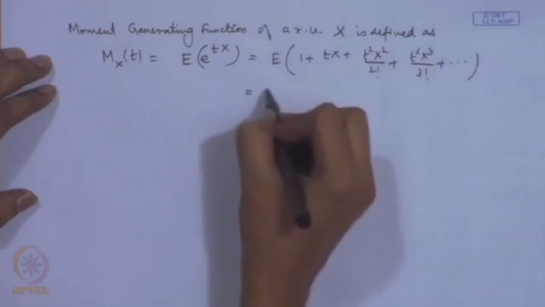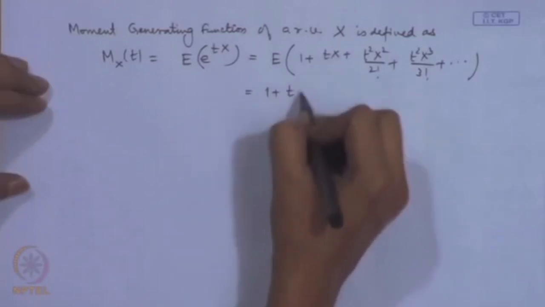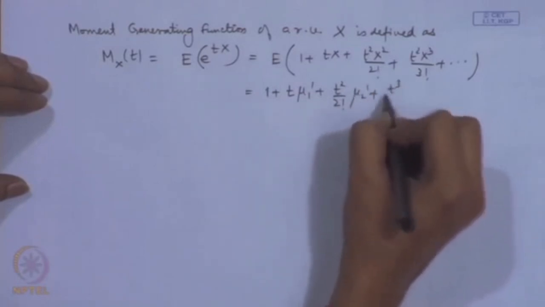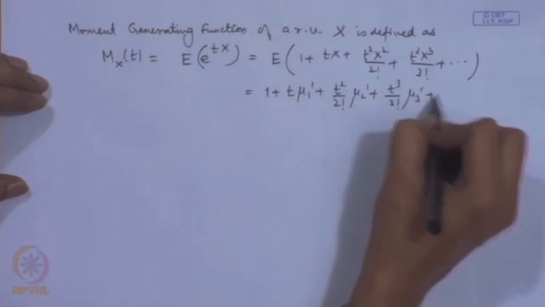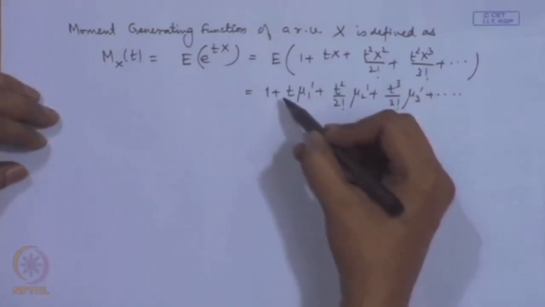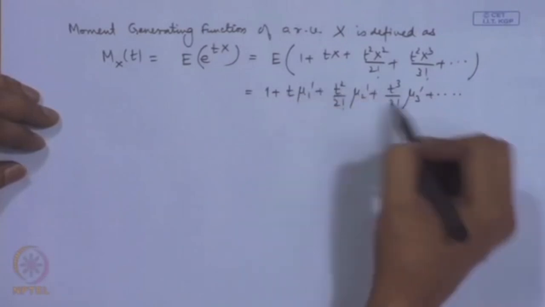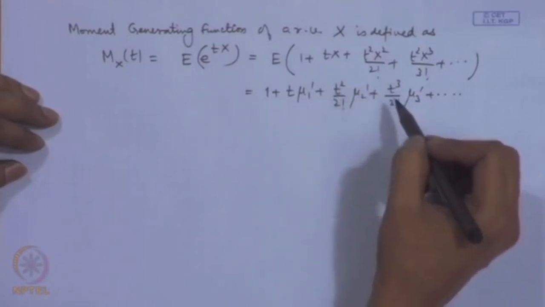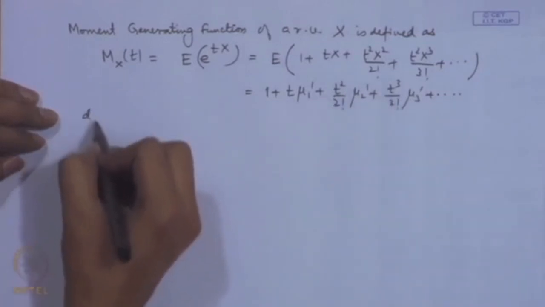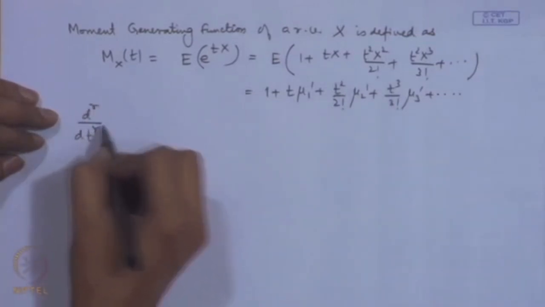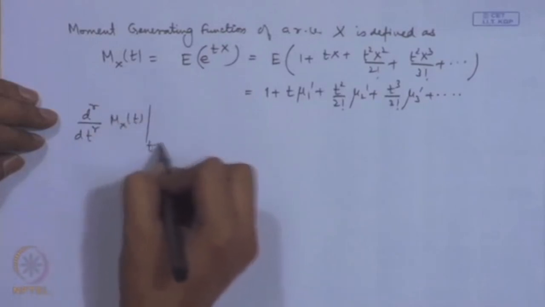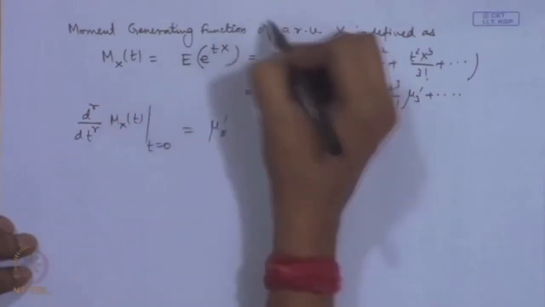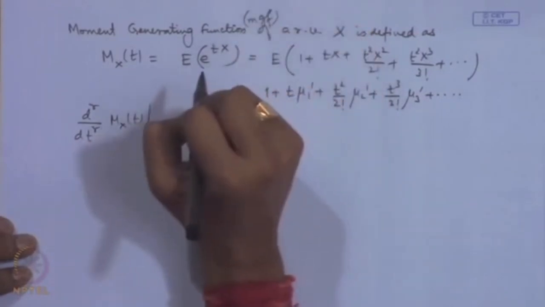and apply this expectation linearly, then you get 1 plus t expectation x, that is mu 1 prime, plus t square by 2 factorial mu 2 prime plus t cube by 3 factorial mu 3 prime and so on. That means, the series that we are getting is an infinite power series in t with the coefficient of t to the power k by k factorial as the kth non-central moment. And if I consider, say, the rth derivative of the moment generating function at t equal to 0, that is the rth non-central moment. That is why it is called the moment generating function of a random variable or MGF.